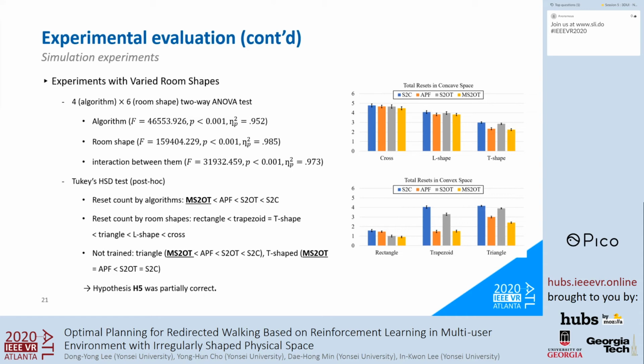Even in a triangle shape that was not used for learning, MS-DOT had the lowest reset count. In addition, even in the T-shape, which was not used for learning, MS-DOT also showed a low reset count similar to APF. So hypothesis H5 was partially correct.